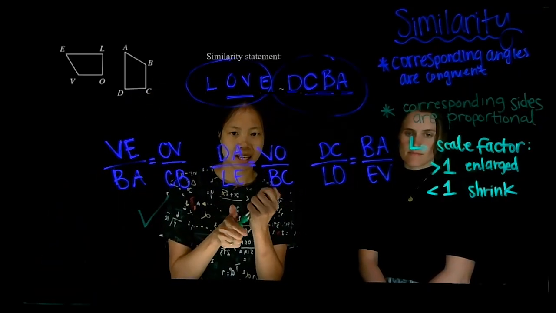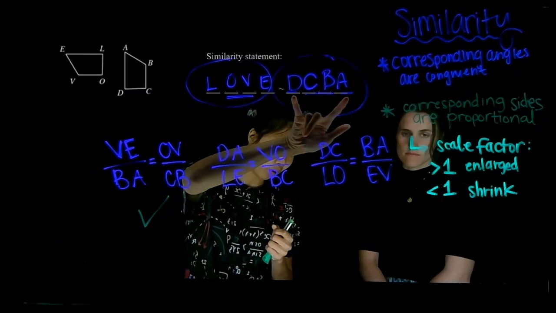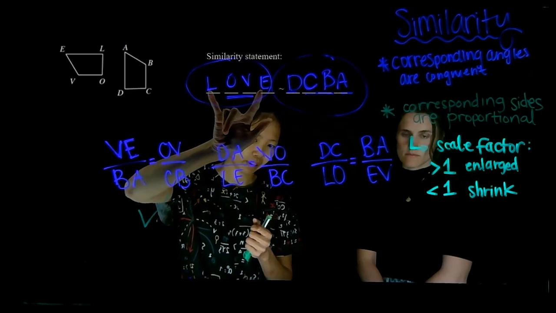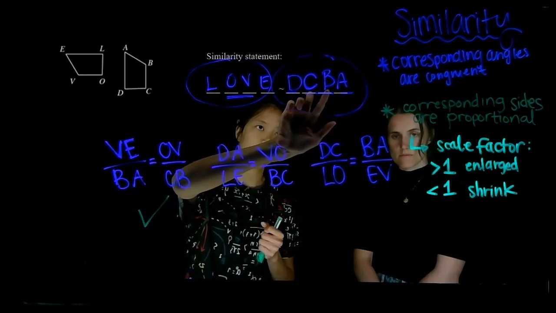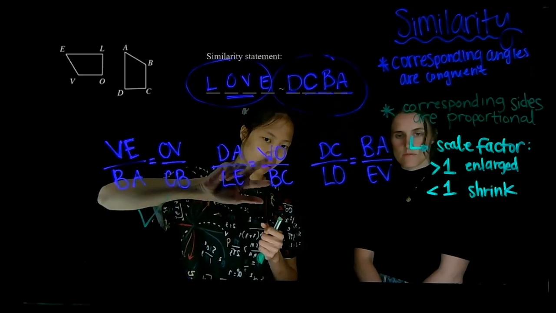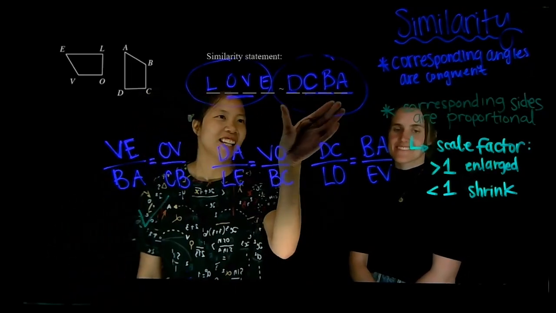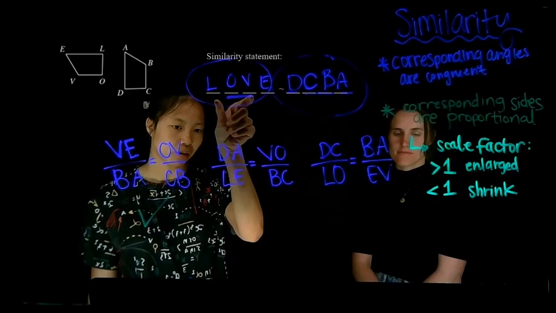Looking here, we got DA and LE. DA are the first and fourth letter, and we're coming over here to the first and fourth letter. So these are corresponding sides. Let's look at VO and BC. Okay, they do correspond with each other. That's great. And then we want to look across. So DA goes to LE, and VO goes to BC.